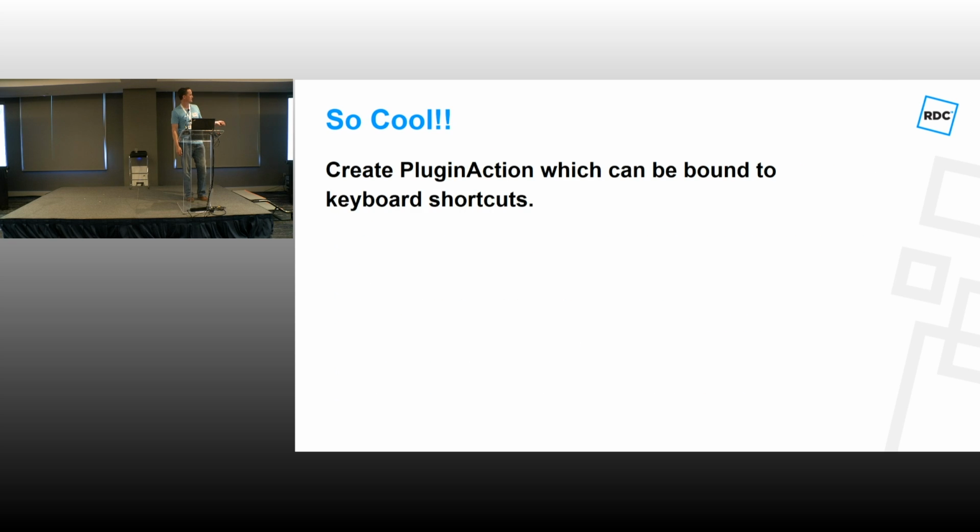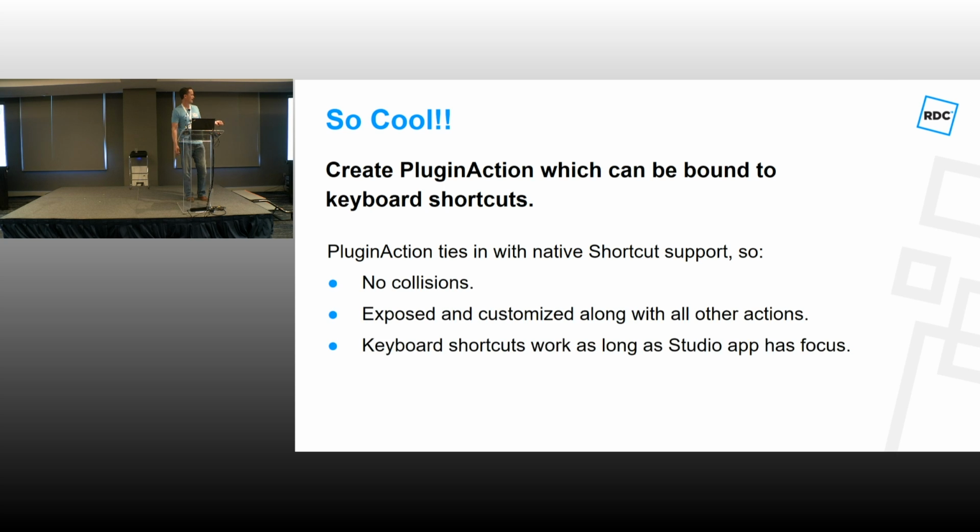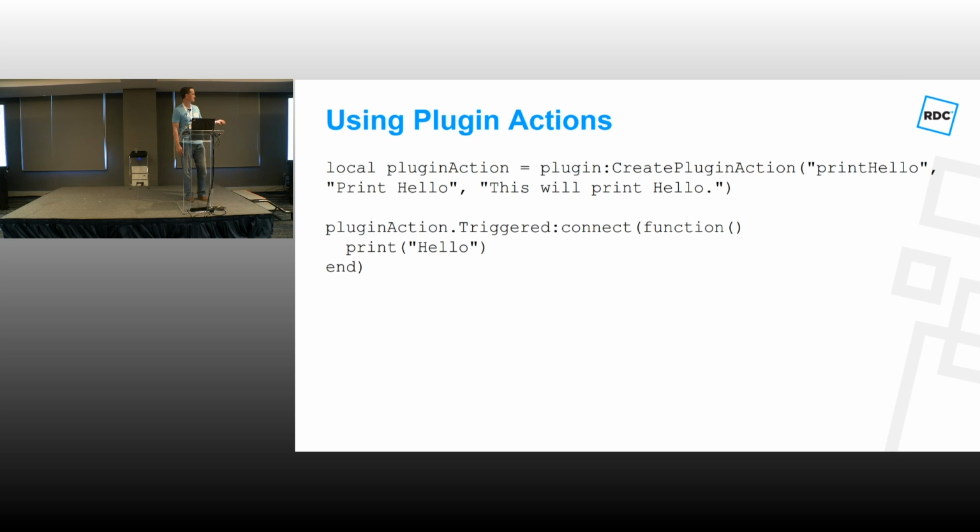So the new hotness, again, is you can create a plugin action. You bind that to keyboard shortcuts, which fixes all these problems, no collisions. It's exposed, it's customizable, and it works as long as the application has focus. So it's a much better way to add keyboard shortcuts to your process. Again, super, super easy to use. You create an action. You need to give it a unique ID, some user-facing text that's kind of succinct, and user-facing text that's a little more chatty. And then when it's triggered, do your worst. That's pretty much it. That is a plugin action right there.